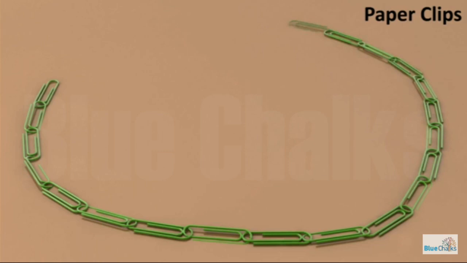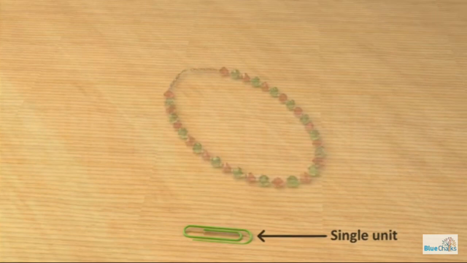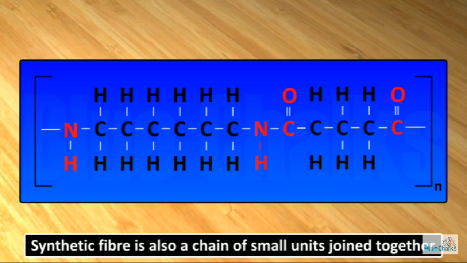Similarly, over here we have paper clips. You see one pin, then another pin, so the one single pin is repeated a number of times. So the single pin is a monomer and the long chain which is formed is known as a polymer. We need to understand what a polymer is in detail. Synthetic fiber is also a chain of small units joined together. Small chemical units are joined together.